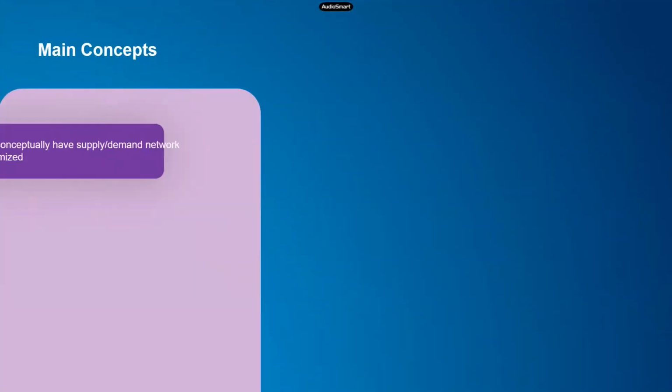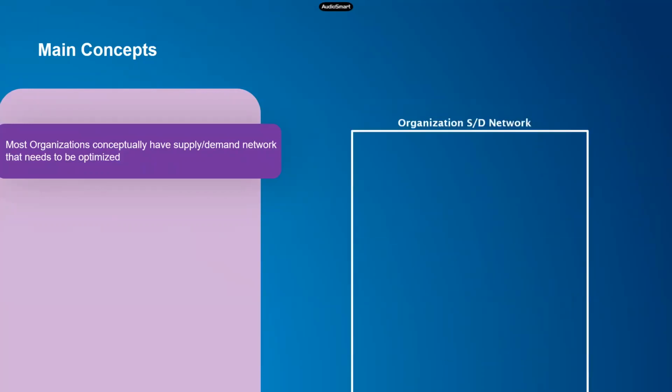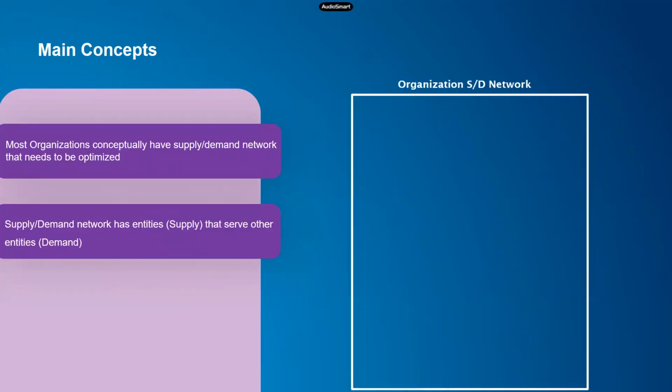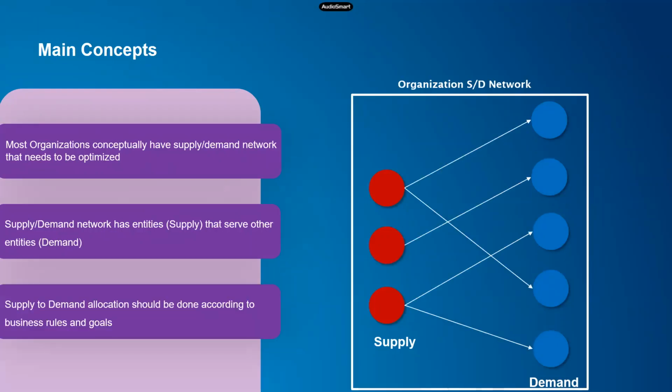So just to give some intro, all organizations have a supply-demand network that needs to be optimized. You have entities, you have supply, and you need to distribute it on your demand. So you need to allocate which supply you're going to use for the demand you have, according to some business goals and business rules.